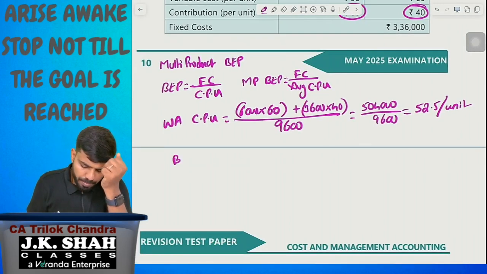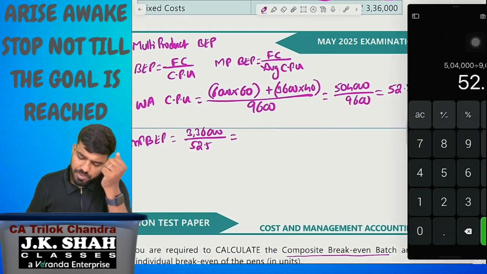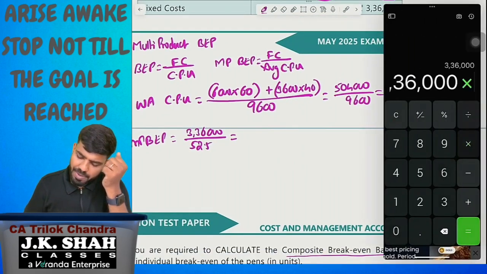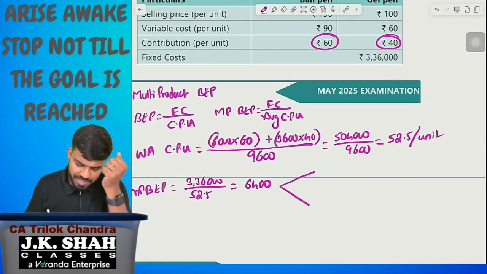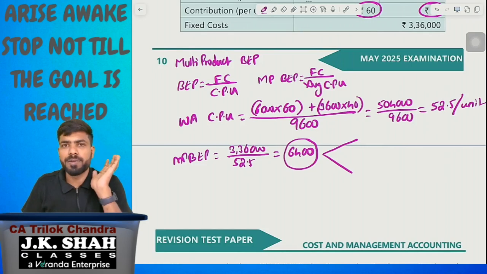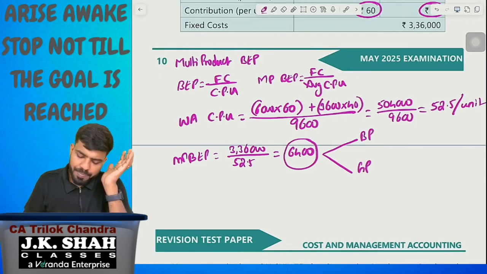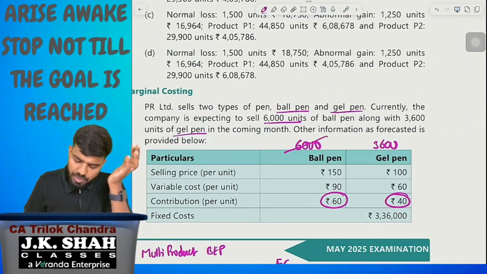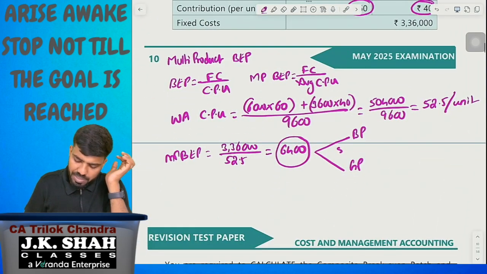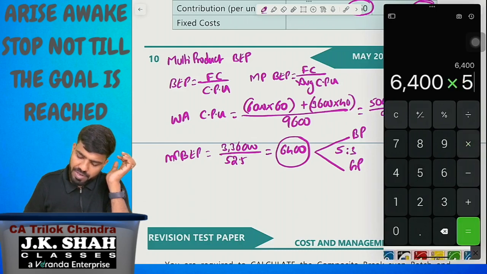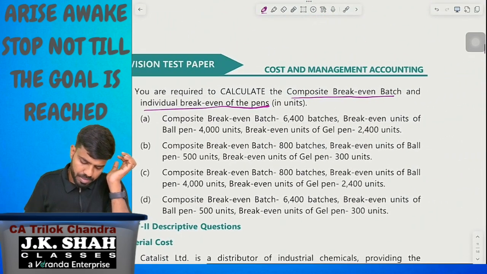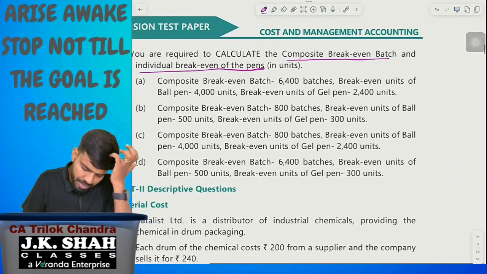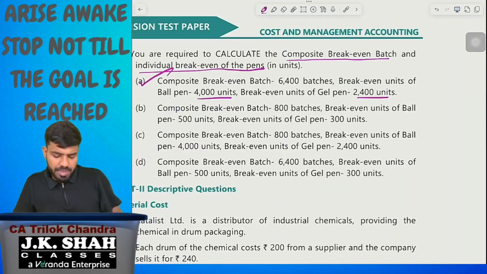Now, multi-product BEP is equal to total fixed cost 3,36,000 divided by 52.5, which equals 6,400. This 6,400 will be bifurcated. This is called the multi-product break-even point or composite break-even point. We need to divide it between ball pen and gel pen in the proportion of 5:3. 6,400 into 5 divided by 8 is 4,000. So 4,000 ball pens and 2,400 gel pens. This is the answer. Composite break-even point 6,400. Break-even point units of ball pen 4,000, gel pen 2,400. So answer A is the answer.